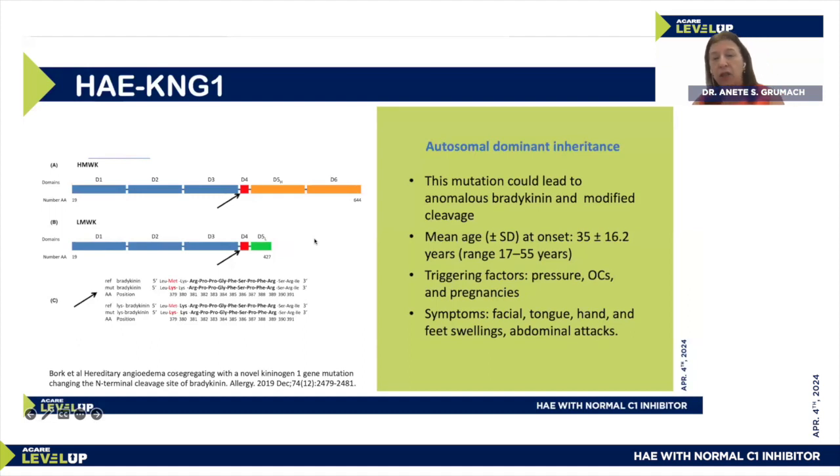Then we have the kininogen 1 described. We have also the autosomal dominant inheritance. And this is interesting because this mutation could lead to anomalous bradykinin and modified cleavage. The triggering factors are also contraceptives and pregnancies. And this is one interesting point. Later in life, they onset the symptoms, and the symptoms are tongue, hand, feet, but you can see that we have only one report about kininogen 1 mutation.